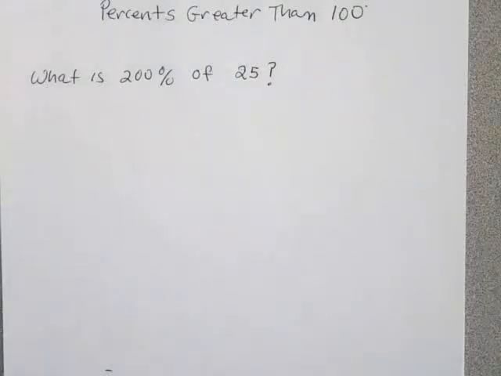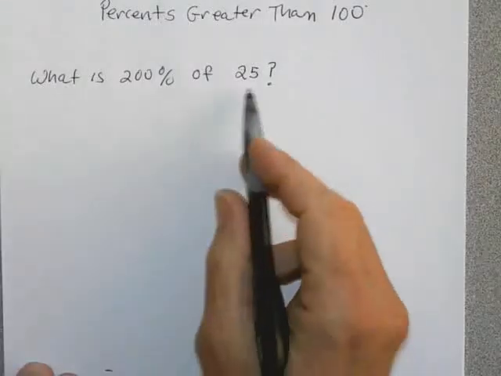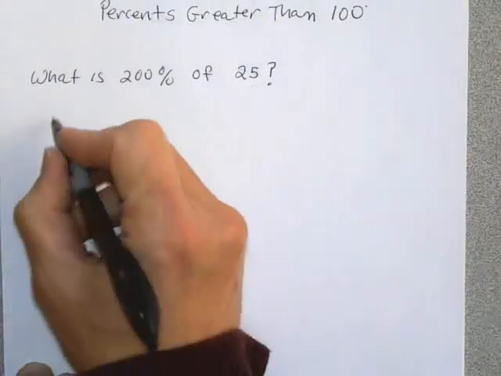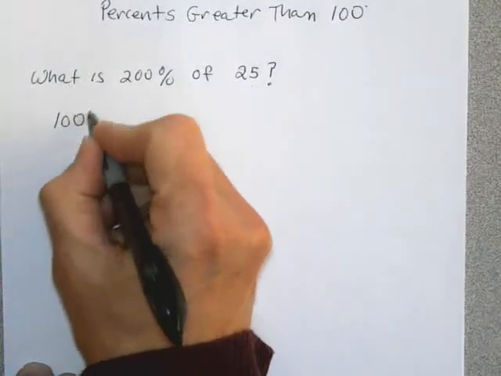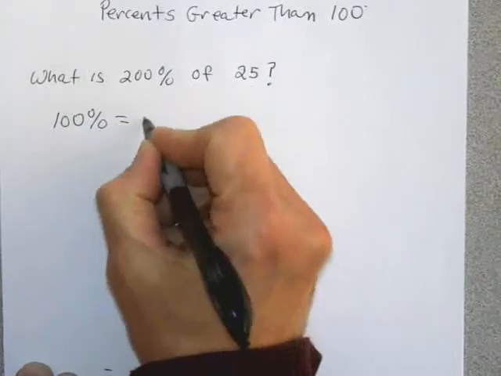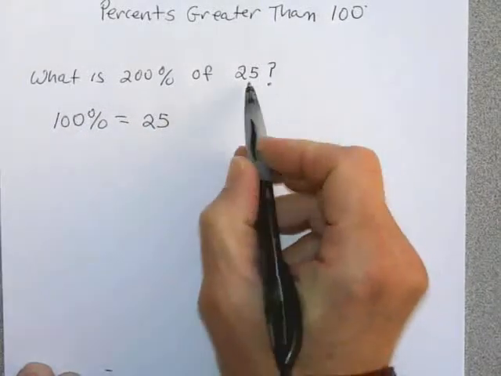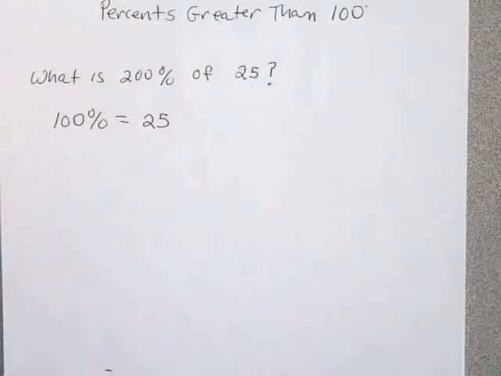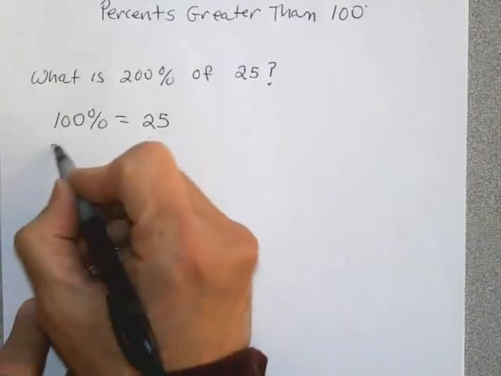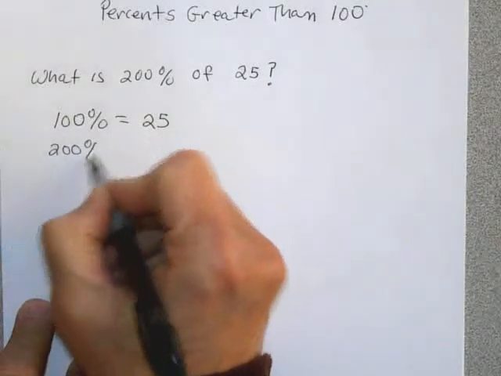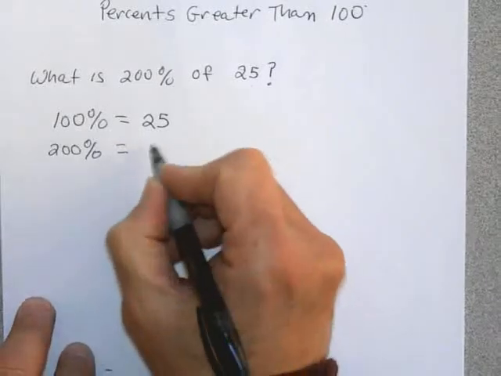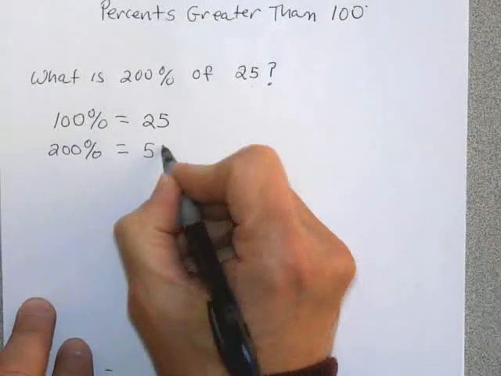Well, perhaps we should start out with realizing that we're trying to find 200% of this number, of 25. Well, what's 100%? 100% in this case equals 25, right? That's what we started with. That is our whole, 100%. So if 100% is 25, well, 200% would have to be twice as much. Basically, we are doubling or multiplying by 2 here. 200% would equal 50.